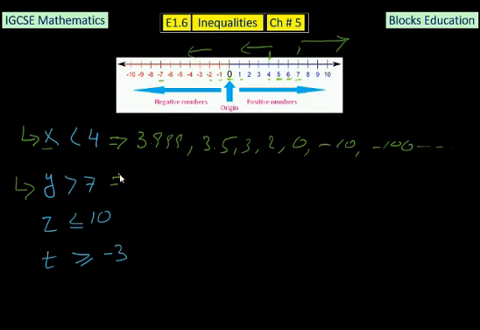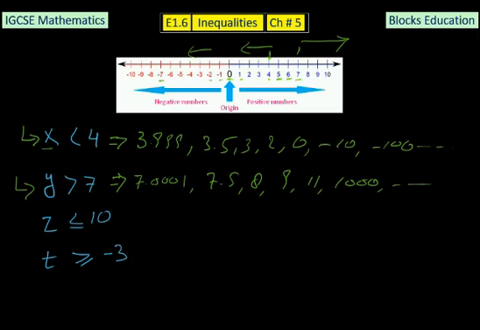It means that y consists of 7.0001, because 7 is not included in y, but immediately after 7 all the numbers are included. So 7.005, or it could be 7.5, or it could be 8, 9, 11, 1000, or all those numbers which are on the right side of the 7.